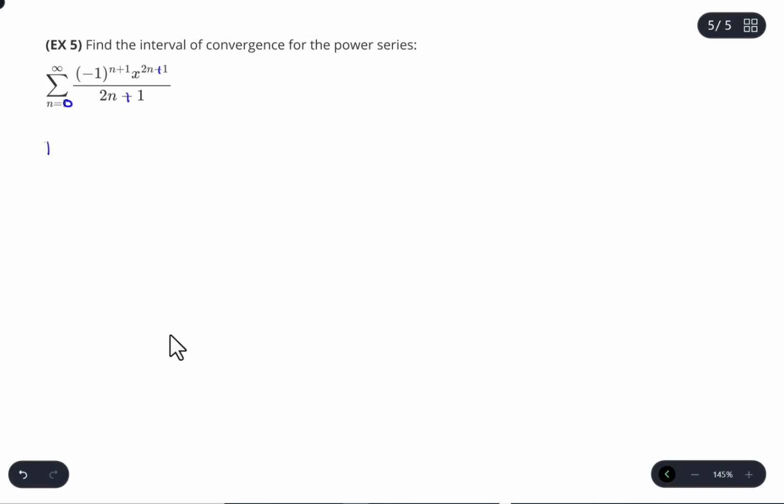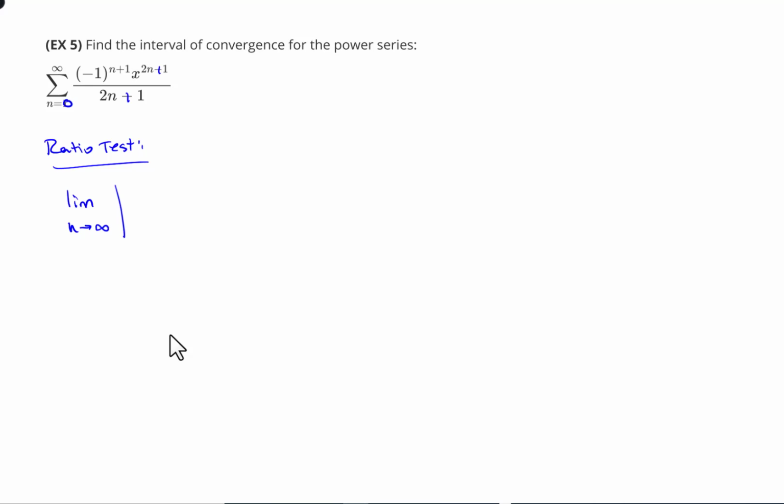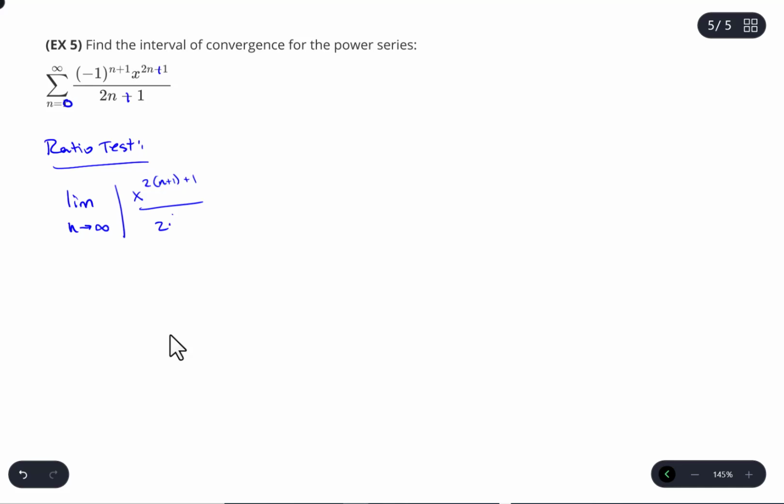Okay, so we start off with the ratio test. And that would involve a limit as n goes to infinity. The absolute value, alternating term, disappears from the absolute value. And then I have x to the 2 times n plus 1 plus 1 over 2 times n plus 1 plus 1. Then we multiply by the inverse of the nth term. And that's what we get.